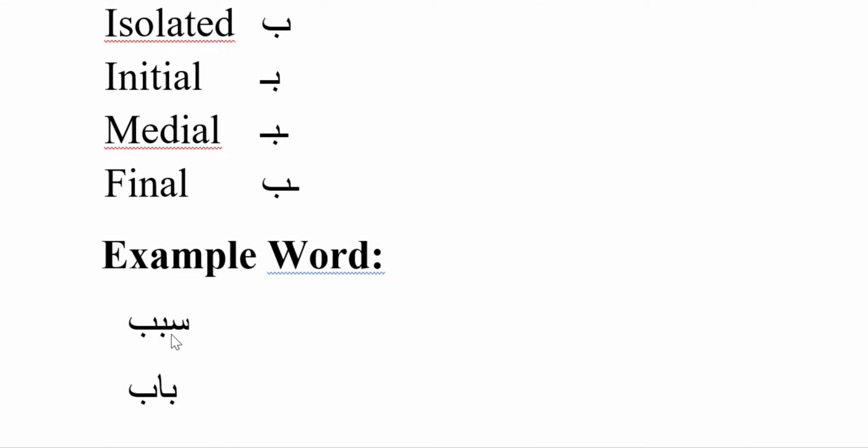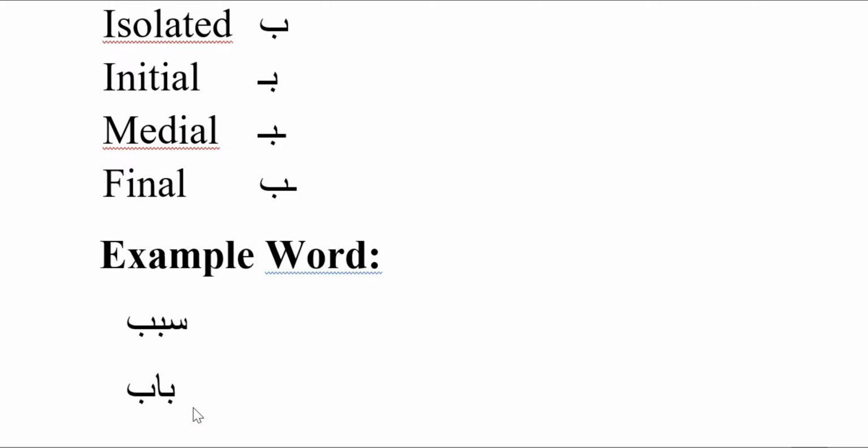We have this word سبب. Sin, ba, and ba. سبب. As you see here, we have the letter ba at the end. If it's at the end, it should have that form. So here we have another ba. It's in the middle, connected to sin, connected to another ba. Here, this is the form.